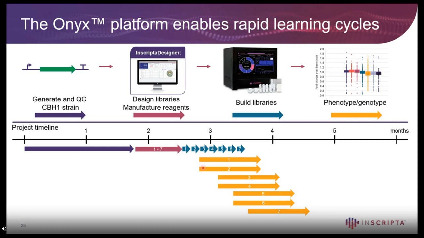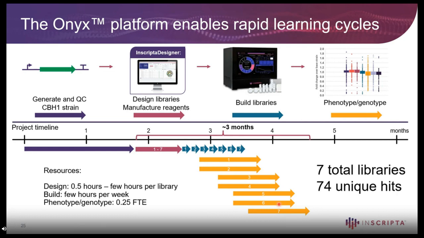So I would initiate the phenotyping of these 2 libraries, and then during that same week, I could start building the next set of libraries, which could then go into phenotyping the following week. So again, you could build libraries serially, but the phenotyping and genotyping could happen in parallel. And ultimately, it took about 3 months to design, build, and then phenotype and genotype these libraries with this particular strategy in mind. In total, the 7 libraries were screened and 74 unique hits were identified for improvement of CBH1 expression.